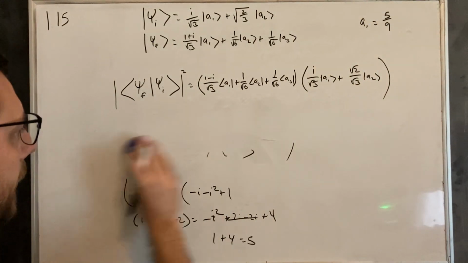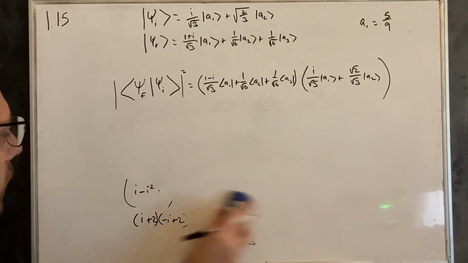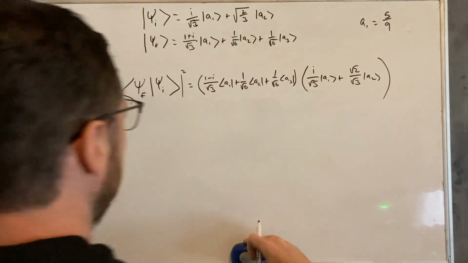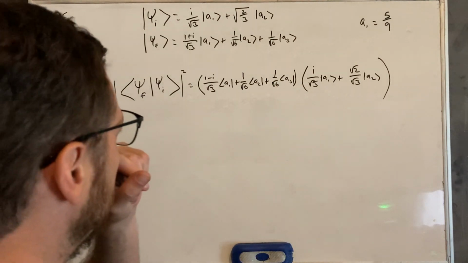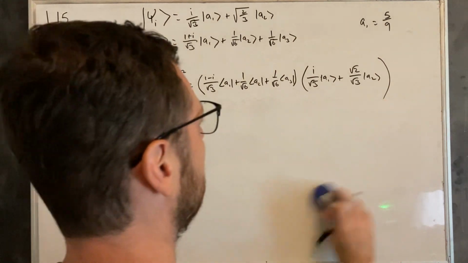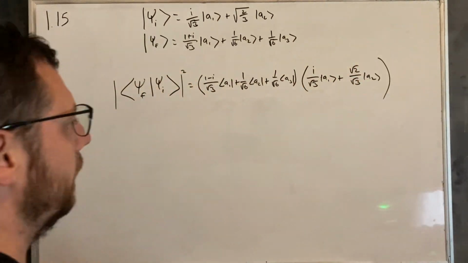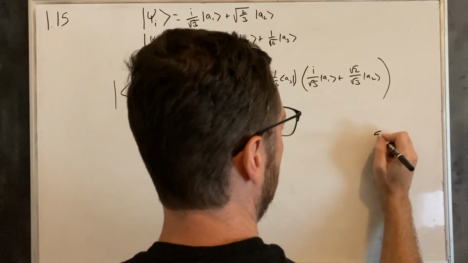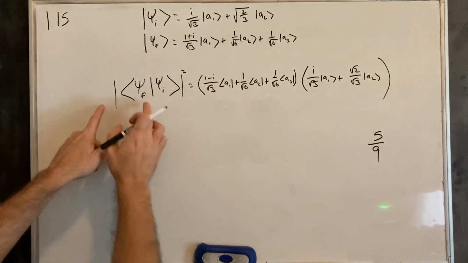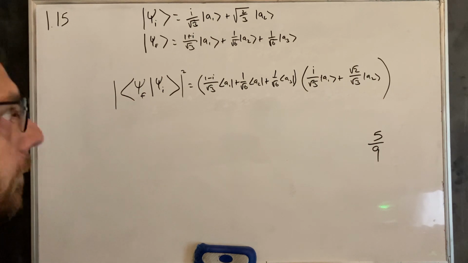All right, and for our A2, oh, that wasn't A2. That was for the entire state. We did the whole state. So this is the final answer, that there's a 5 ninths chance of ending in this state, because that's the state that we were checking for. So that's it.